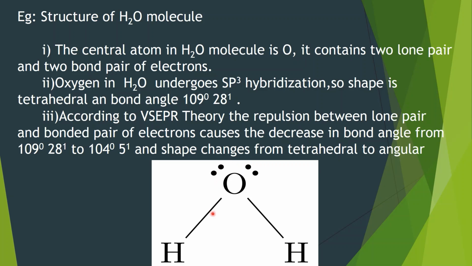So because of the repulsion, the shape of the H2O molecule changes to angular shape, from tetrahedral to angular, and the bond angle changes. It is actually 109 degrees 28 minutes whenever sp3 hybridization occurs. But here the bond angle in H2O is 104 degrees 5 minutes.